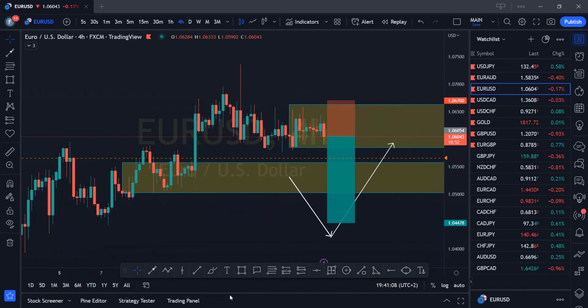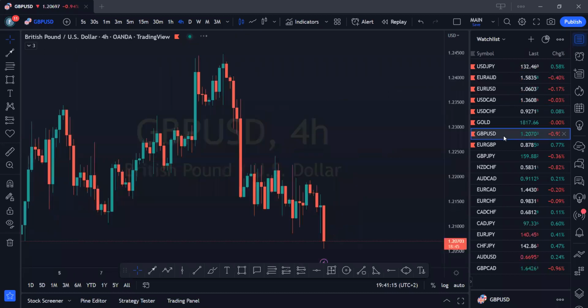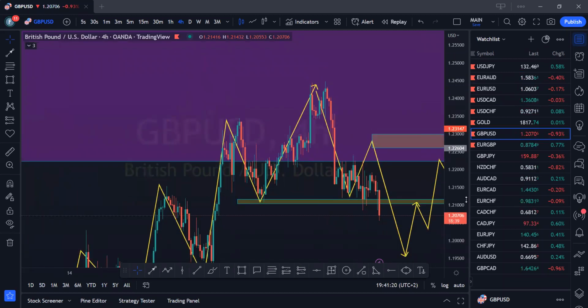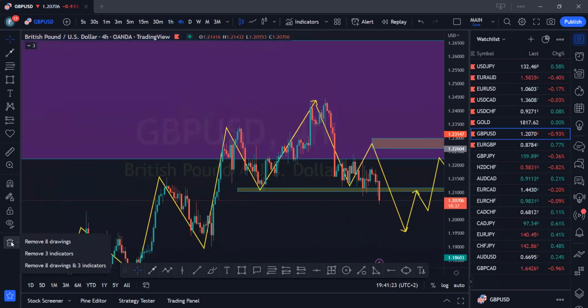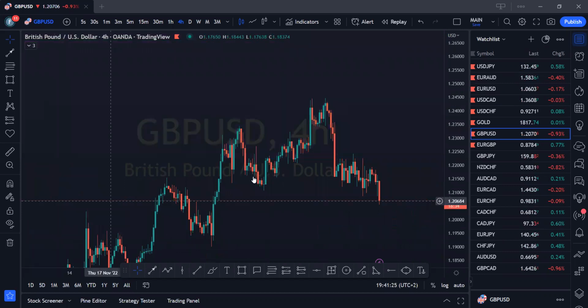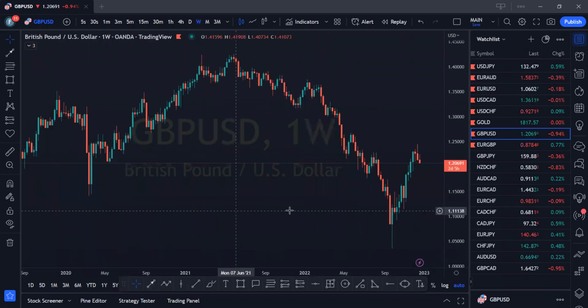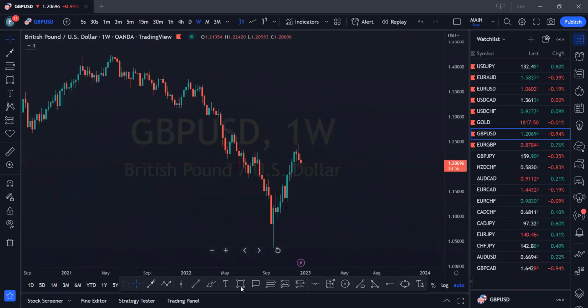So let's check out GBP USD. I think that's the next one that Rosen is asking. GBP USD, all right. We are going to have a similar structure on GU as well. So if you go to the weekly on GU, we are seeing a similar structure.